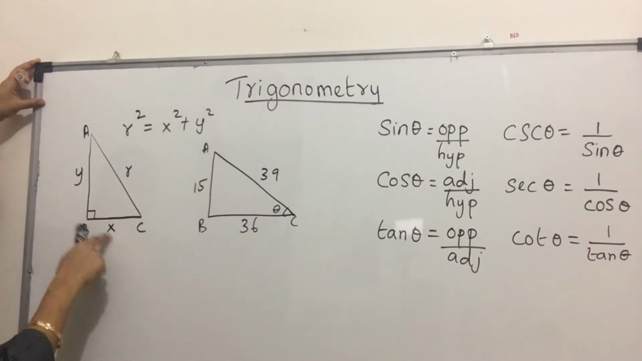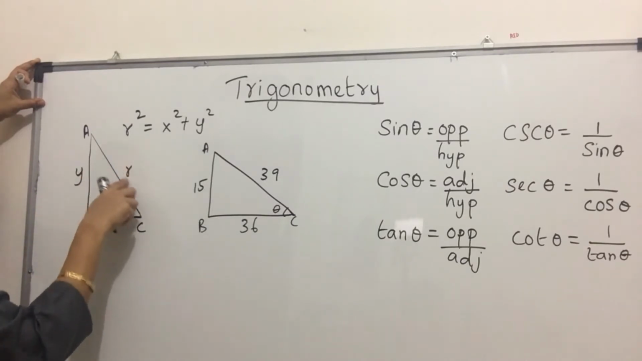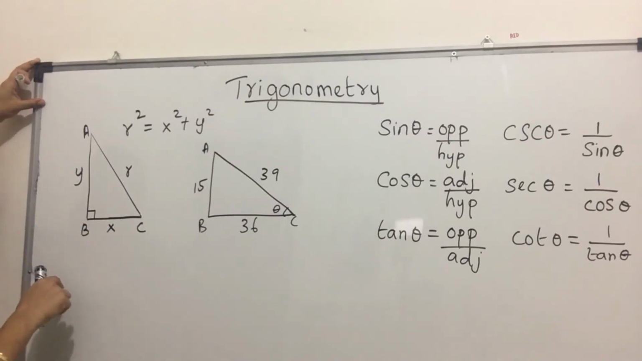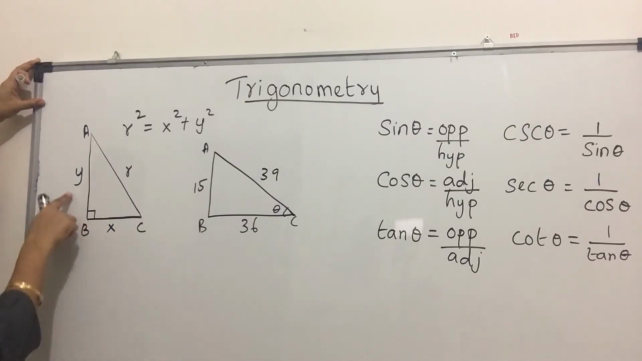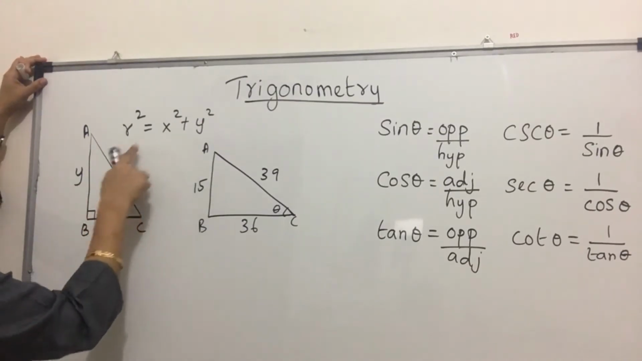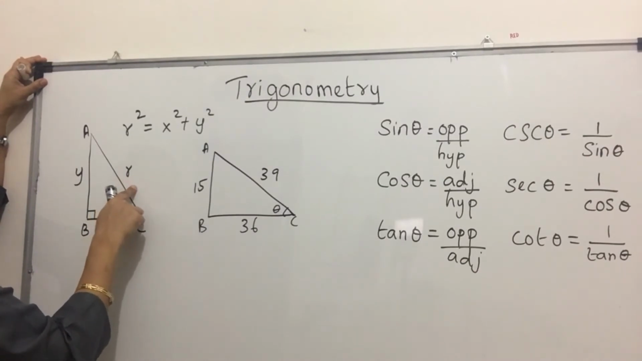These are the two legs of the right triangle and this is the hypotenuse. Always, the hypotenuse square is equal to the sum of the squares of the other two sides, or otherwise you can call them legs. This is how you can find the third side if one side is missing.